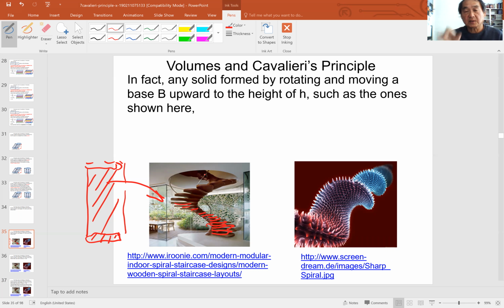So what's the volume of these things? It's going to be the steps times the height. So that's the same thing as that, because these cross-section areas are the same at each level, and the cross-section area is equal to the area of the steps.